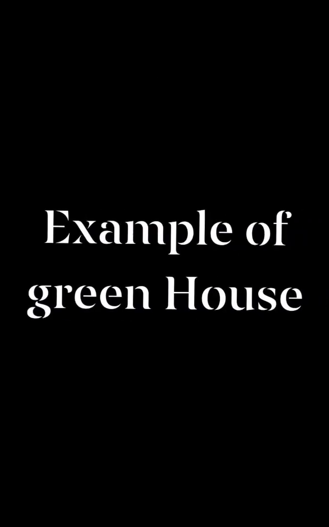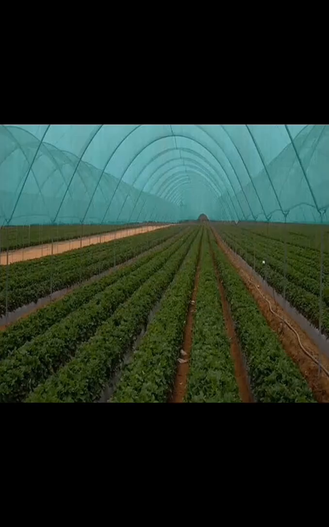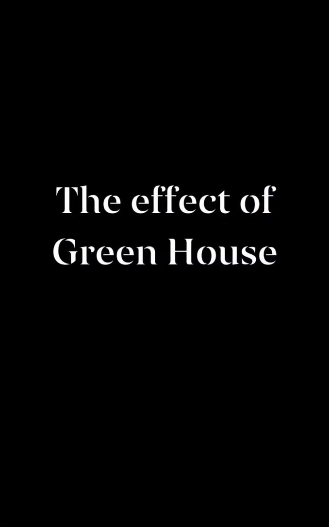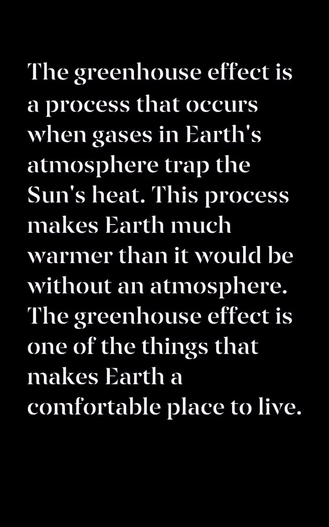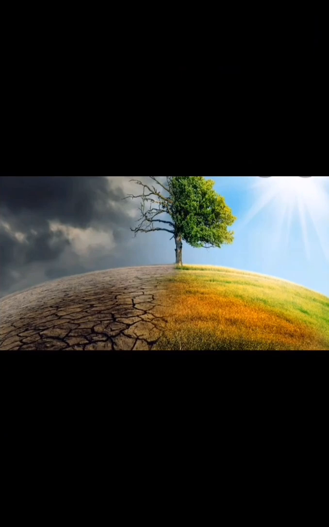Example of greenhouse. These are the picture of greenhouse. The effect of greenhouse. The greenhouse effect is a process that occurs when gases in Earth's atmosphere trap the sun's heat. This process makes Earth much warmer than it would be without an atmosphere. The greenhouse effect is one of the things that makes Earth a comfortable place to live. These are the example of effects.